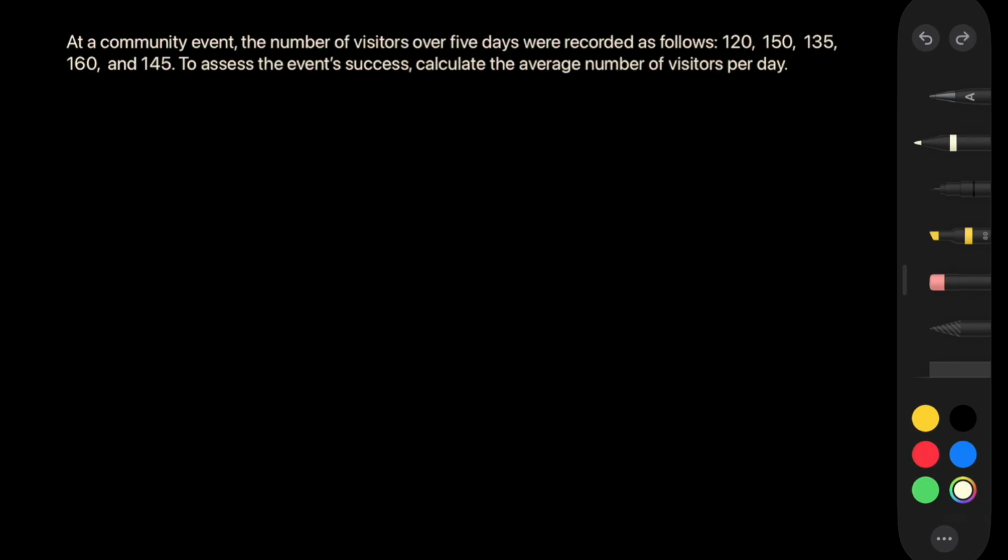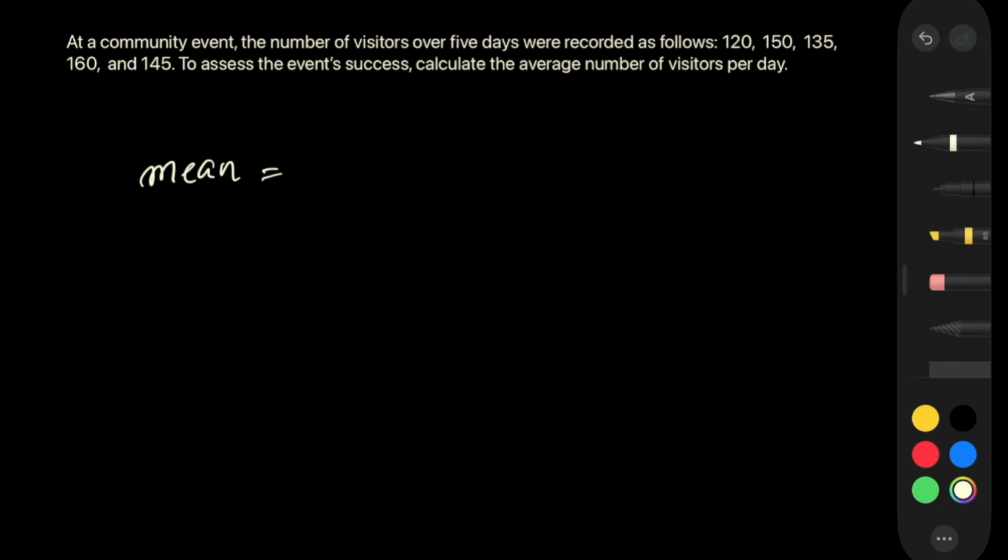Now let's move on to our next problem, where we'll work with a different concept. At a community event, the number of visitors over 5 days were recorded as follows: 120, 150, 135, 160, and 145. To assess the event's success, calculate the average number of visitors per day. So when the question asks for the average number of visitors per day, it's asking for the mean.